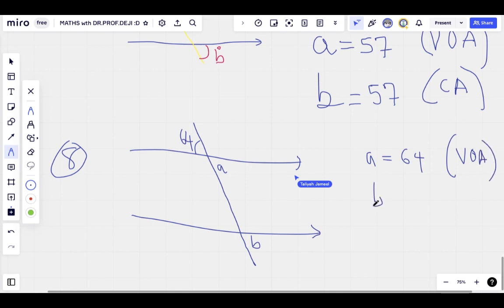Then we say B is also 64. Angle B is also 64 because they are corresponding angles. Corresponding angles: the one at the bottom here for the first parallel line, and the one at the bottom of the second parallel line, they are equal. The reason is because they are corresponding angles, CA. Corresponding angles are equal. So we solved that problem.